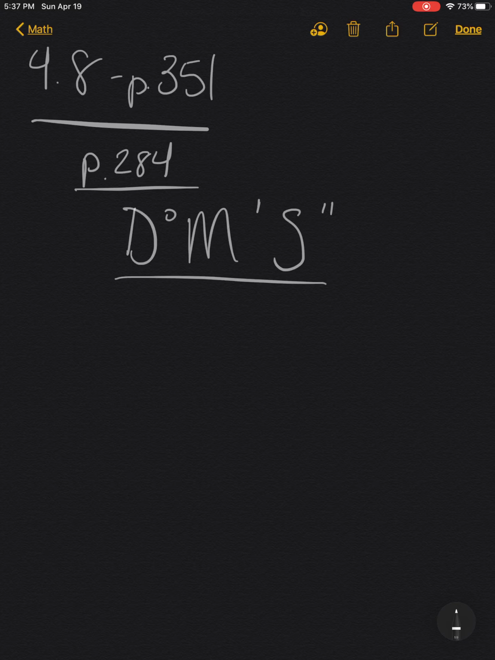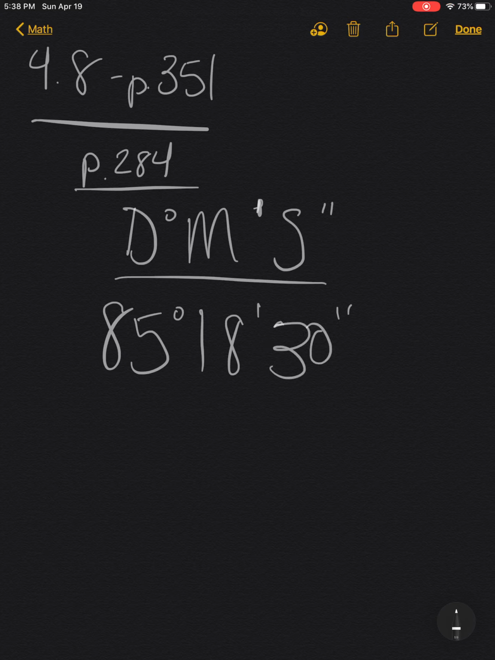Before we can begin, I need to explain something that can be found on page 284 in your textbook. It's basically when you have a degree that's not written as a decimal, it's written with these symbols here. This is called a prime, and then the double apostrophe is called double prime. Okay, so let's do an example. Let's say the problem had this 85 degrees, and then they had 18 with a prime, and let's say 30 with a double prime.